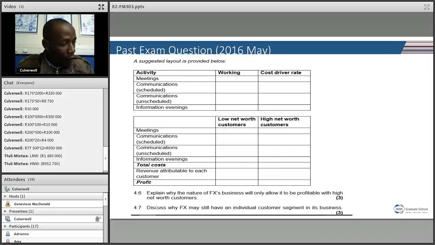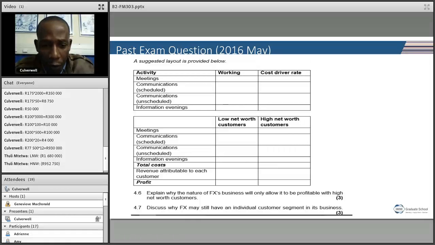The revenue per customer who is a high net worth customer is 15 million minus the cost 952,750. That is going to give you 14 million. Apparently this one is positive: 14,047,250. So I've got 180,000, which is a loss on low net worth customers, and we also have 14,047,250 rands for high net worth customers. So we made a profit on high net worth customers, and we also made a loss on low net worth customers.